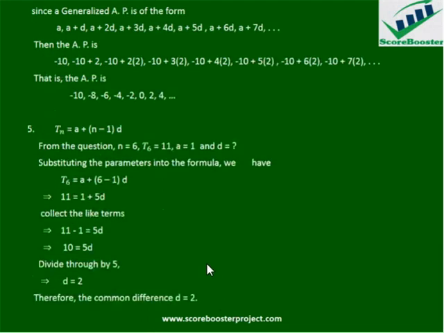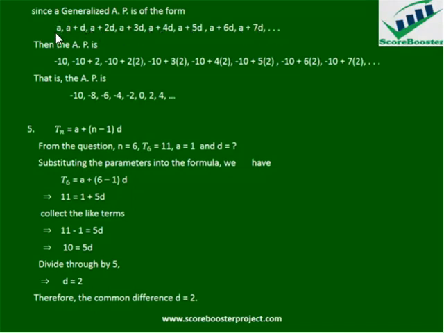So we use these two parameters to obtain the terms of that particular AP. The generalized AP we discussed the other time is of the form a, a plus d. This is the first term. The second term is a plus d, the third term is a plus 2d. The fourth term is a plus 3d. The fifth term is a plus 4d. The sixth term is a plus 5d. The seventh term is a plus 6d. The eighth term is a plus 7d, and so on. So now we substitute the values of a and d to get the terms of that particular arithmetic progression.